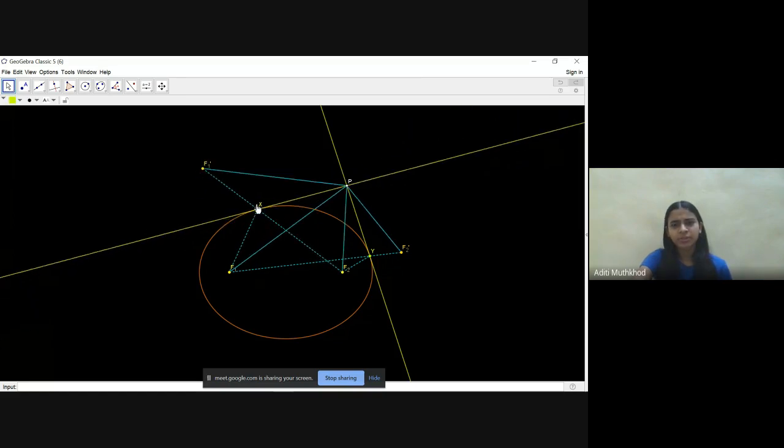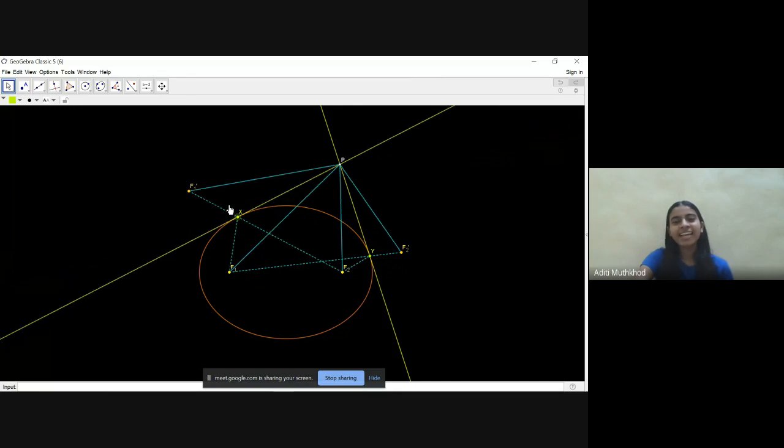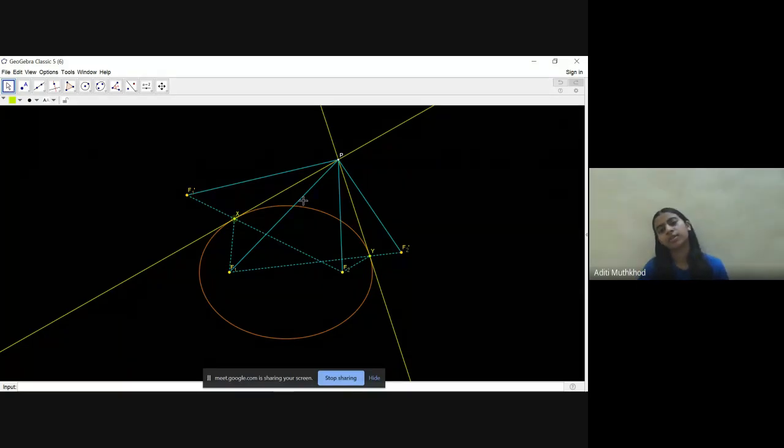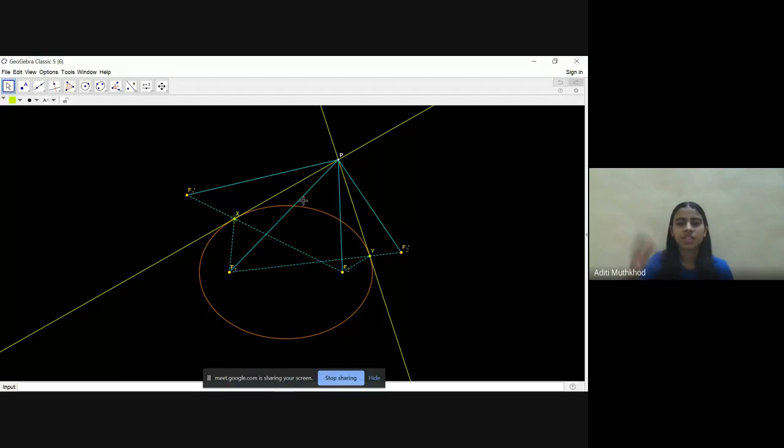What did I want to prove with this? Okay, what angles do you know in this figure? Which angles do we know in this figure are equal as of now? Can someone just unmute and guess random angles? That will also be fine.